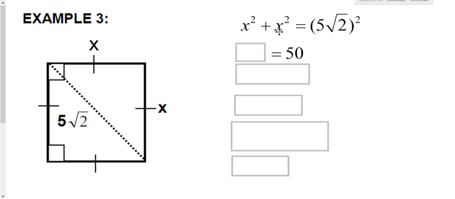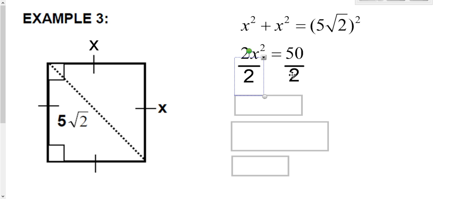Over here we have x squared plus x squared. 1x squared plus one more x squared makes 2x squared. So on this, we don't want to get rid of the power first with square root. We want to get rid of this 2 in front, this 2 that's multiplied. So the opposite of multiplication is division. So we divide both sides by 2. And that cancels out over here and leaves us with just x squared. And 50 divided by 2 is 25.